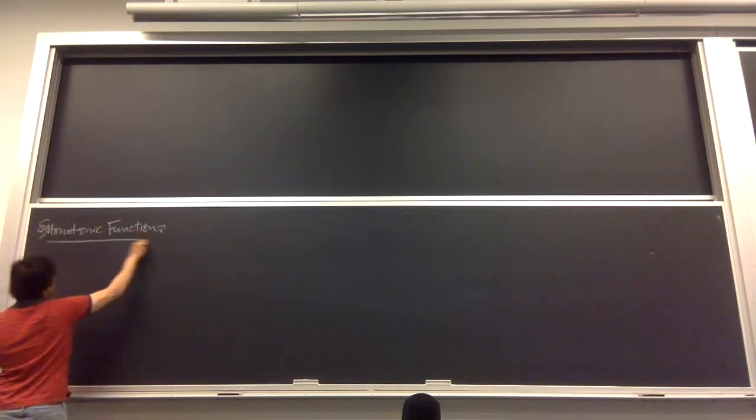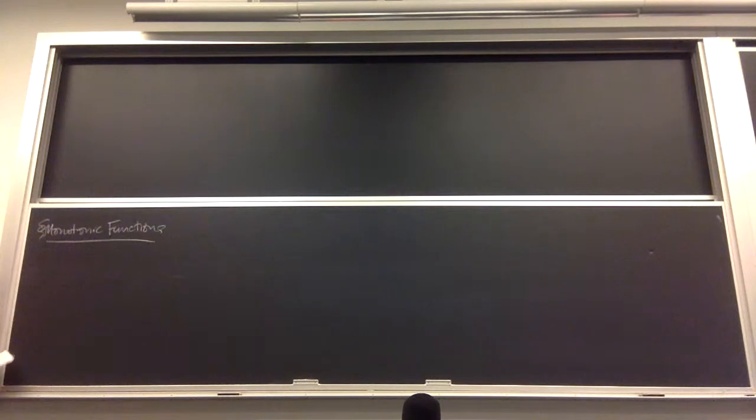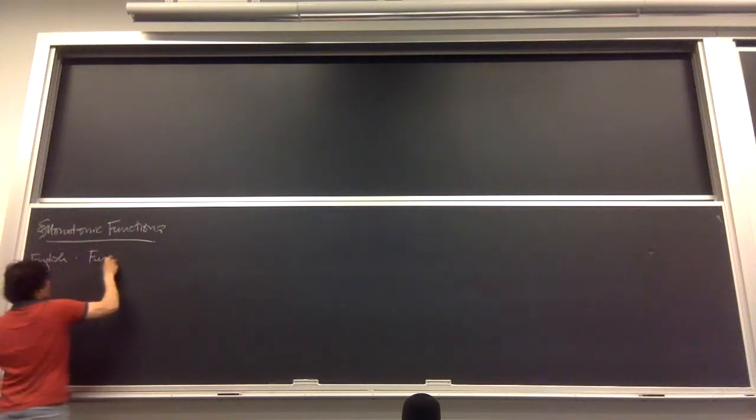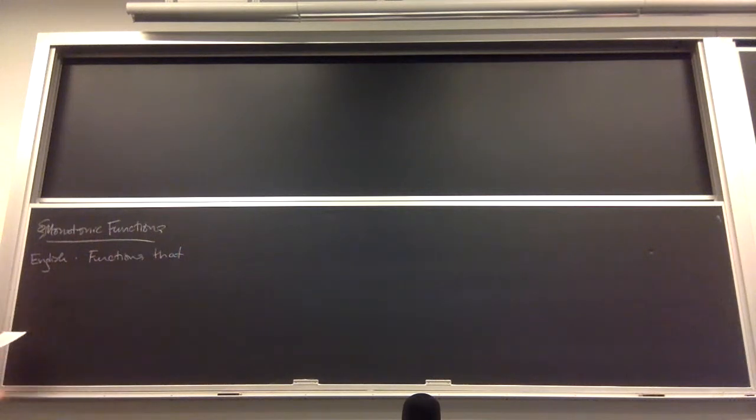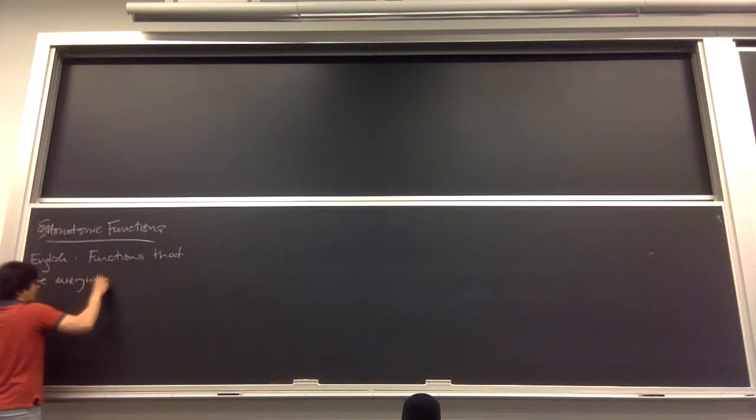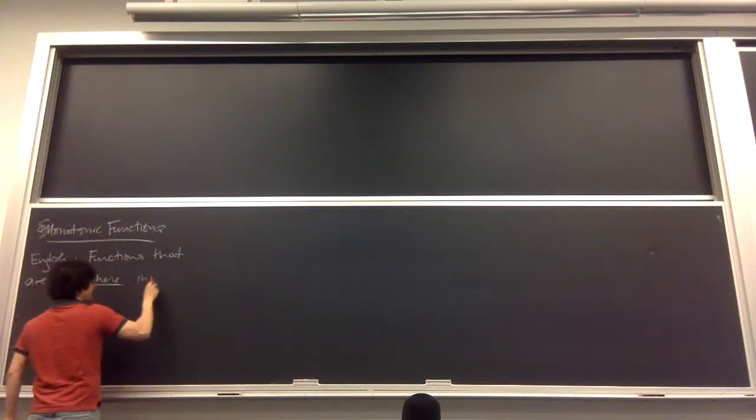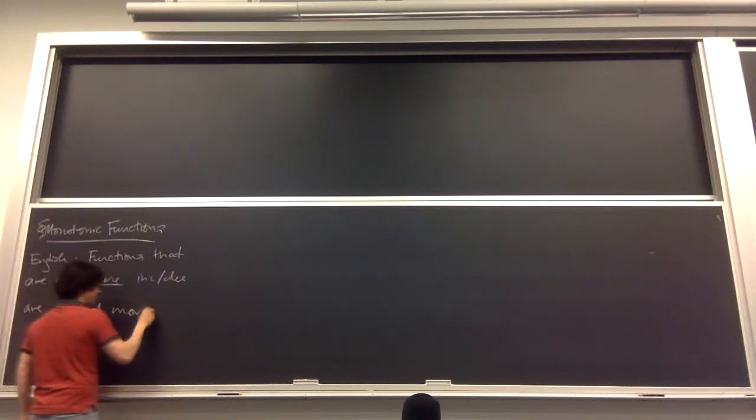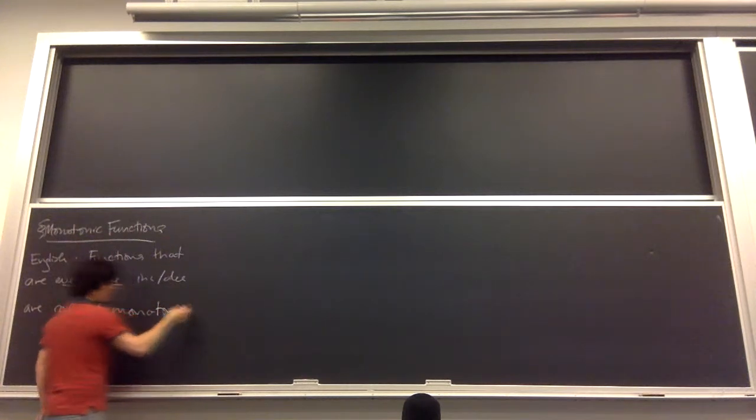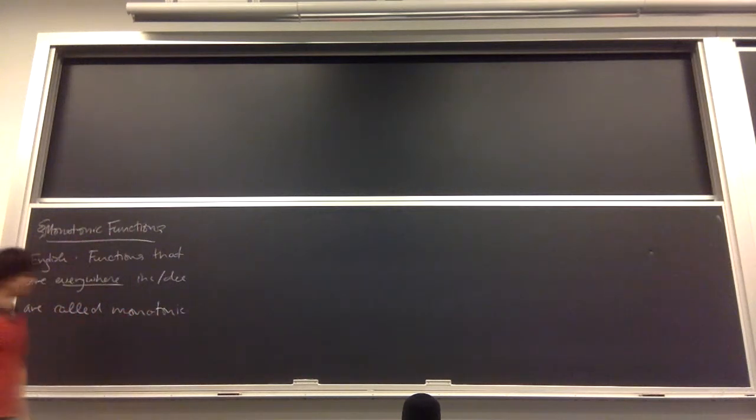I've got to give you an example of a monotonic function. So actually, I'm going to give you an English statement here. Functions that are everywhere increasing or decreasing are called monotonic. And they can be monotonically increasing or decreasing. So here's an example.